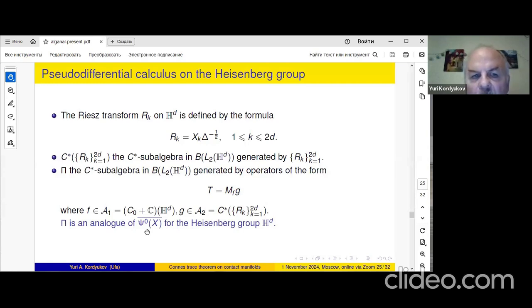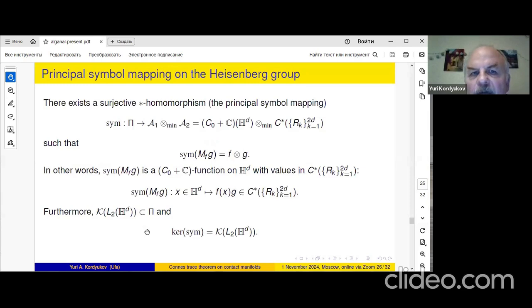But since this is just a system algebra, something remains. And what remains is the principal symbol. The principal symbol is, again, a surjective homomorphism of this algebra into some other algebra. Actually, this is the algebra of functions on the Heisenberg group with values in this system algebra.